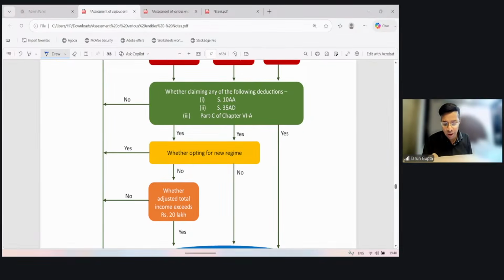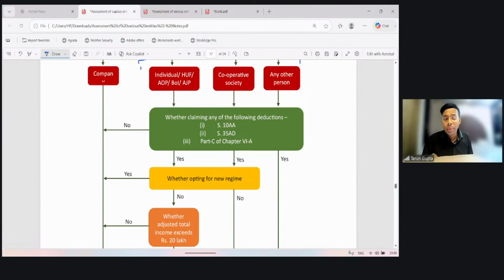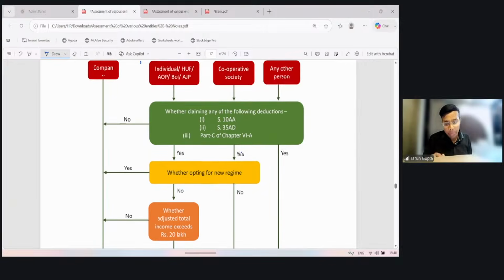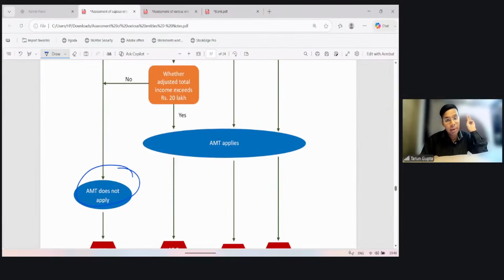If no, then no AMT is applicable. Okay, so this is an exhaustive chart. If you're a cooperative society, then instead of these three, only two conditions are applicable to you. First, you have to see whether you have claimed these three deductions. If yes, then whether you opted for the old regime. If no, then only AMT is applicable. Okay. If you're any other person, like a partnership firm and all, then you only have to see whether you have claimed any of these three deductions. If the answer is yes, then AMT is applicable.